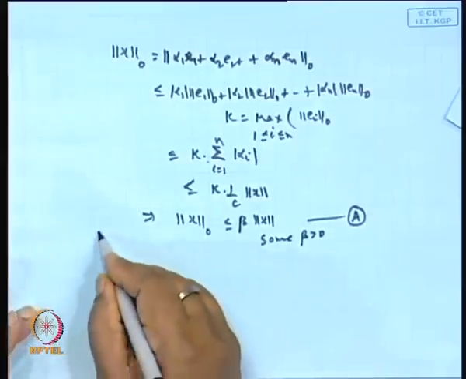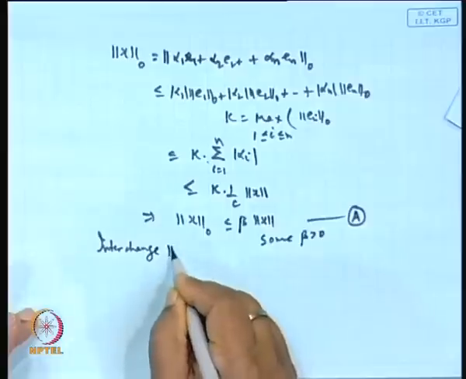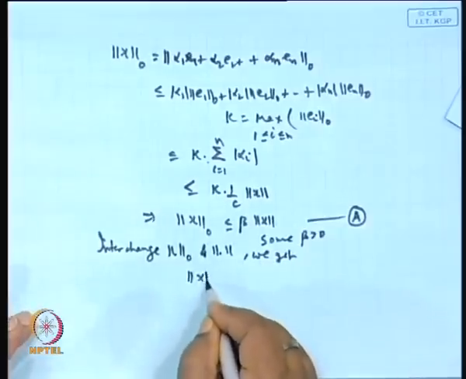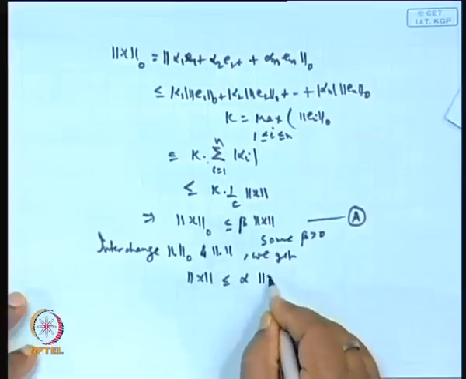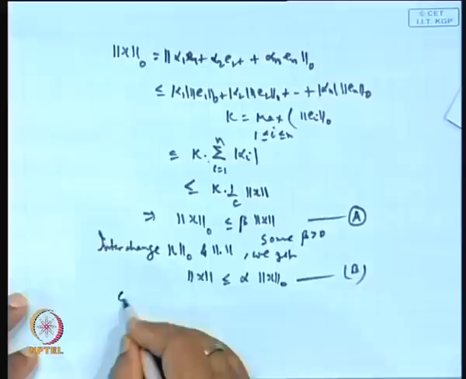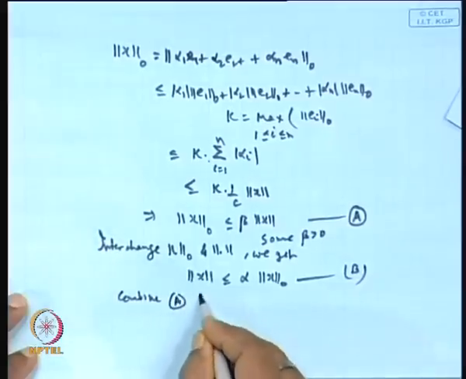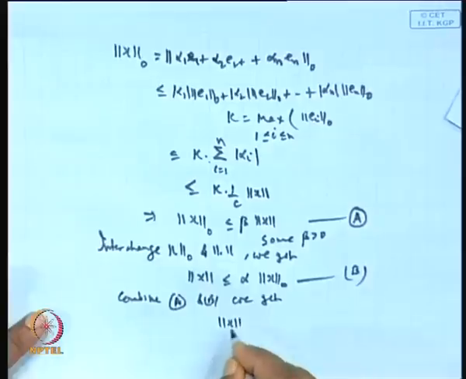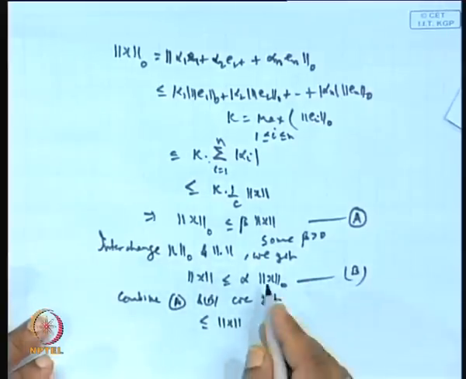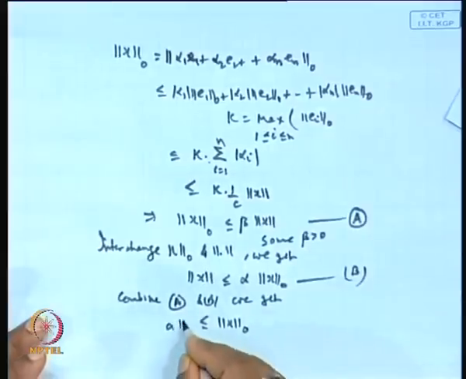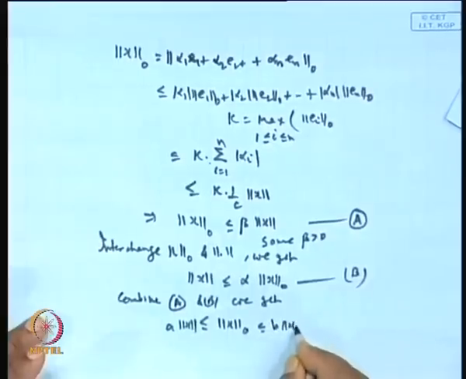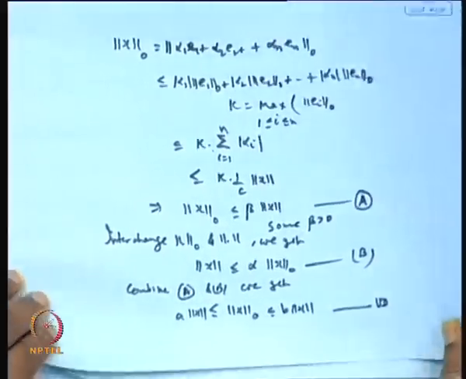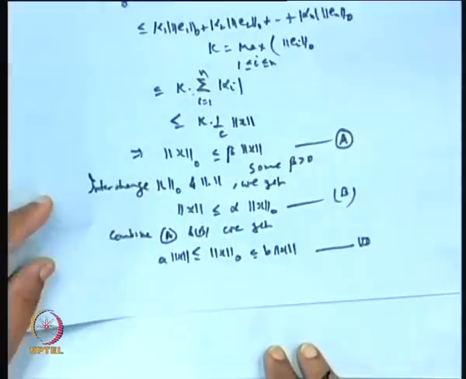Now, if I interchange the positions of norm 0 and norm, then in a similar way we get the norm of x is less than or equal to alpha times the norm of x under 0. Combining these, we get constants a and b such that the norm of x under 0 lies between a times the norm of x and b times the norm of x. So, this is the result which we require. Any two norms on a finite dimensional space are equivalent norms.